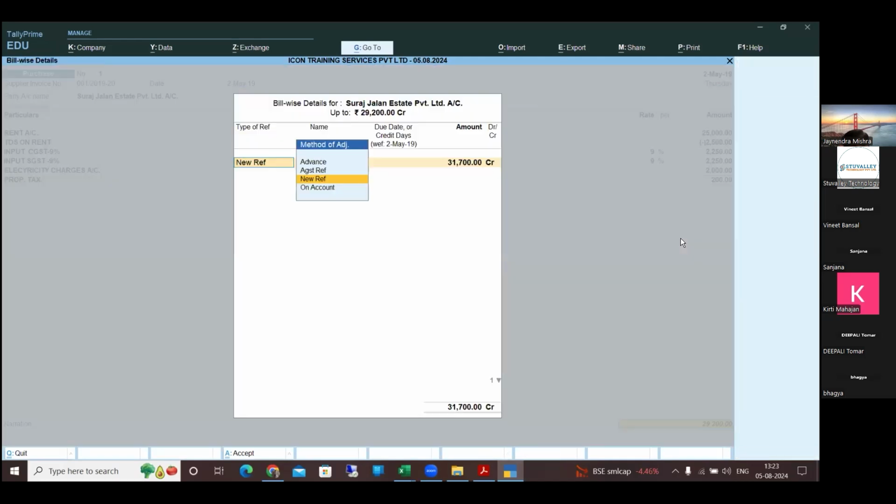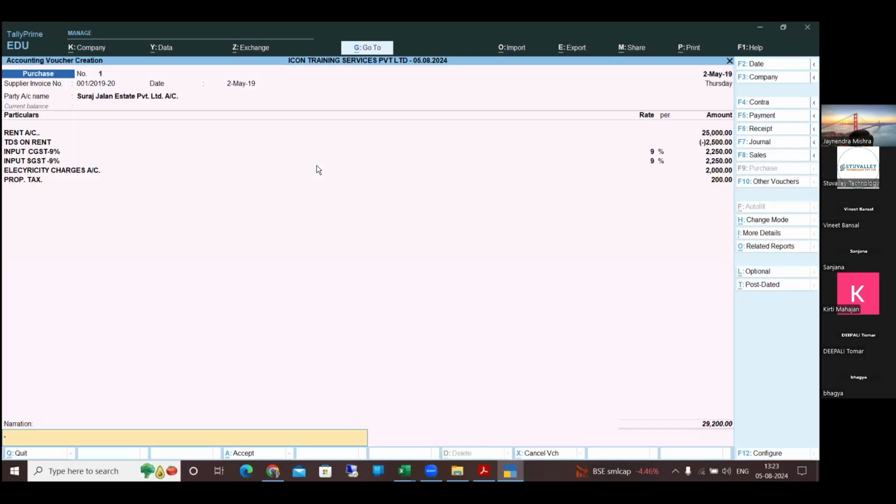enter. Whenever you're entering a new invoice, always select new reference, friends. And the reference will be the invoice number. And write down the narration. Being rent paid or payable, friends.